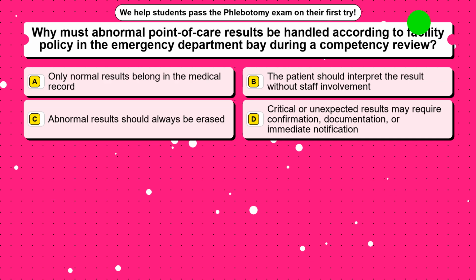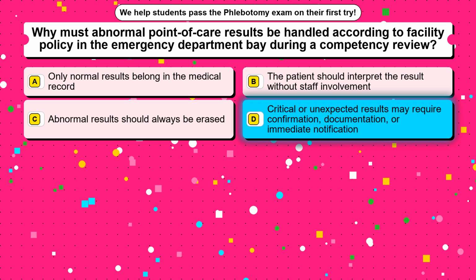Question 88. Why must abnormal point-of-care results be handled according to facility policy in the emergency department bay during a competency review? Option A. Only normal results belong in the medical record. Option B. The patient should interpret the result without staff involvement. Option C. Abnormal results should always be erased. Option D. Critical or unexpected results may require confirmation, documentation, or immediate notification.